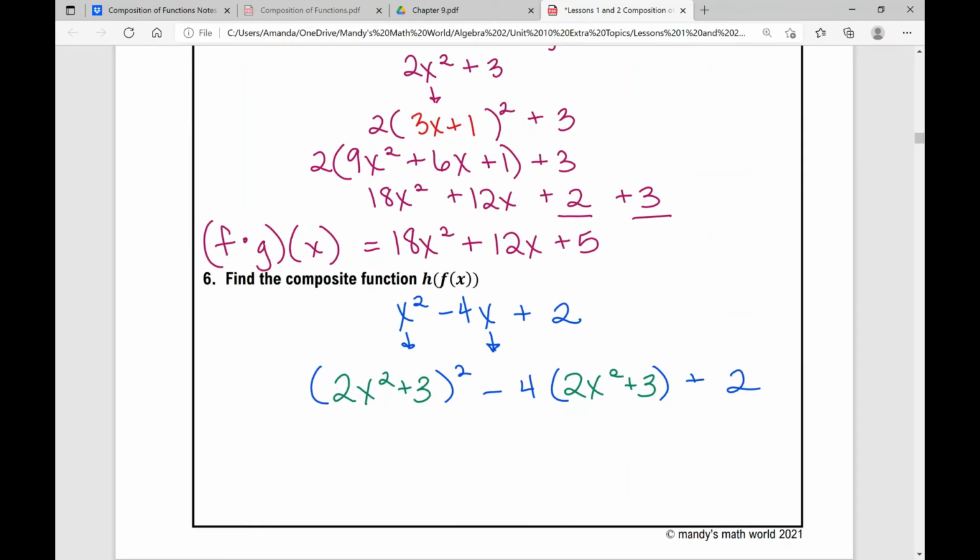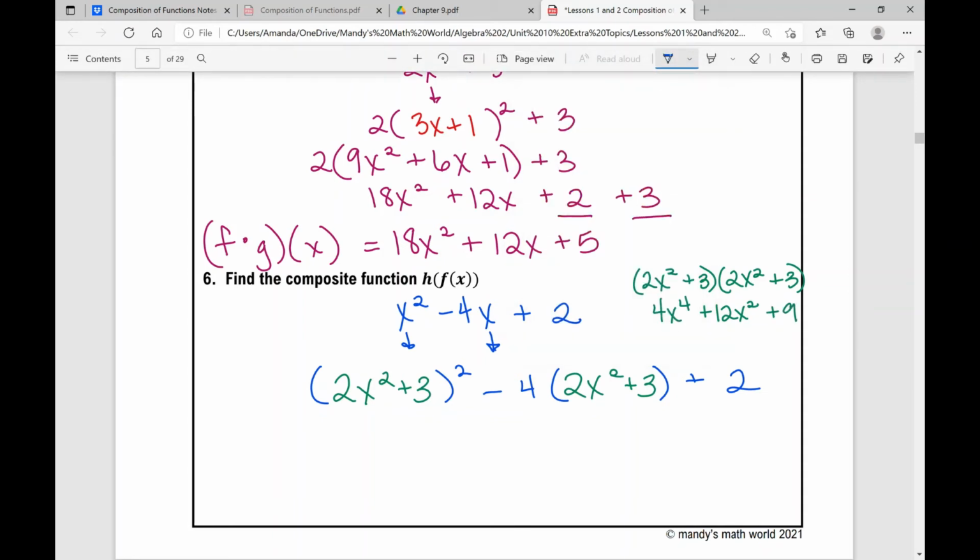So whenever I'm simplifying this using the order of operations, the first thing I need to do is square this binomial, 2x squared plus 3. So I'm going to do that off to the side. 2x squared plus 3 times 2x squared plus 3. And if I FOIL this, I get 4x to the 4th. And then I've got 6x squared plus 6x squared, which is 12x squared. And then 3 times 3 is 9.